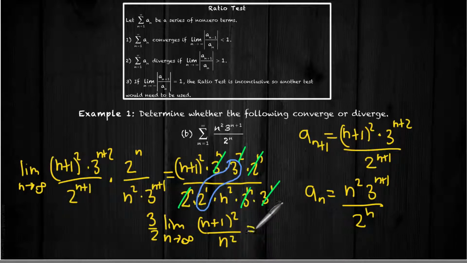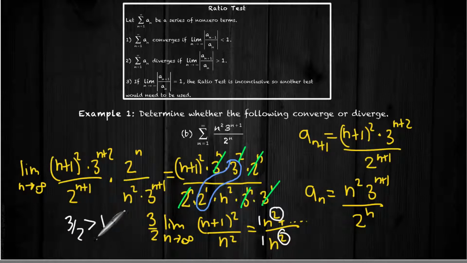Well, on the top, we just have n squared plus some other terms. And on the bottom, you have n squared. So you have a situation where the powers are the same, 2 and 2. So you can use the coefficients 1 and 1. So the limit is 1, but don't forget you're multiplying by 3 halves. So this limit is 3 halves, which is greater than 1. So that means this is going to diverge by the ratio test.